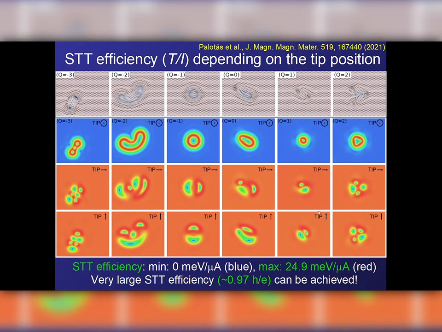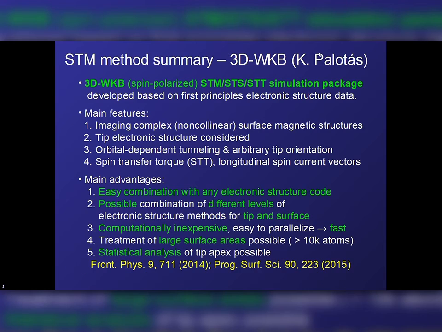So basically, depending on the tip position where we place the tip above these objects, we can get larger torque efficiency, depending on the skyrmionic structure and also on the lateral position of the tip. So this is what was shown in this paper here. And with this, I would like to summarize.